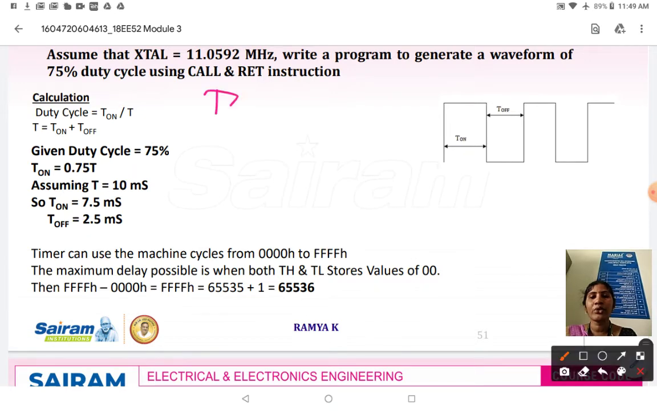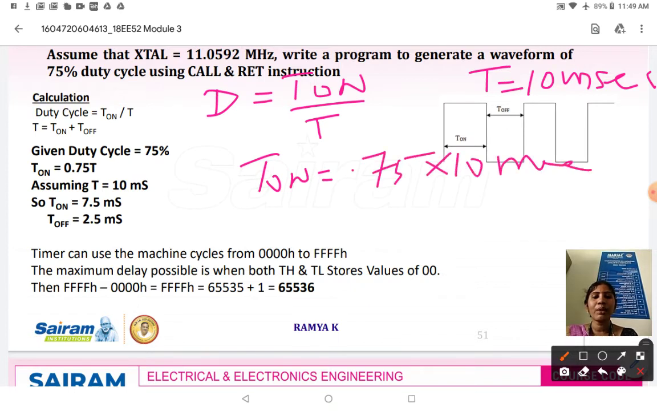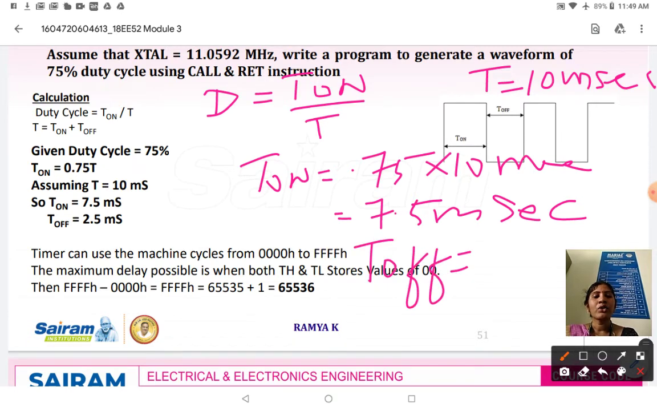So we know that the duty cycle is equal to T on divided by total time period. In this problem, you are going to assume T as 10 millisecond. So when you assume T as 10 millisecond, T on is going to be 0.75 into 10 millisecond, which is nothing but 7.5 millisecond. Your on period is going to be 7.5 millisecond, whereas the off period is going to be 2.5 millisecond. So this is the importance of your duty cycle.